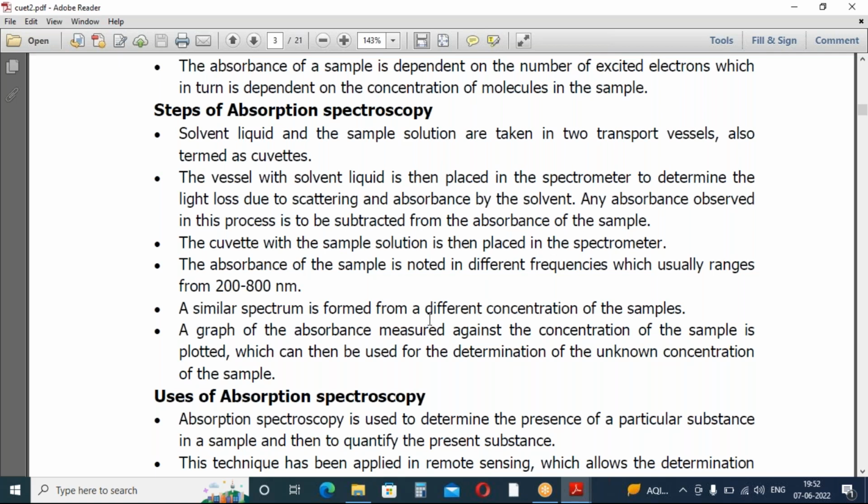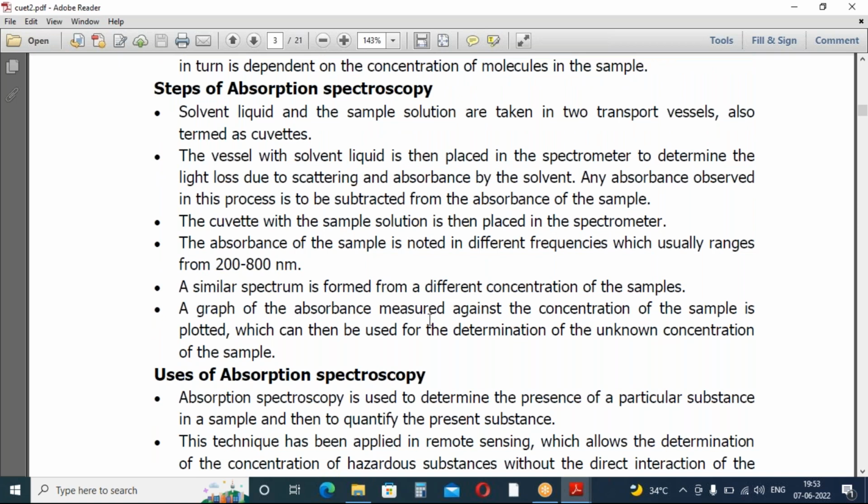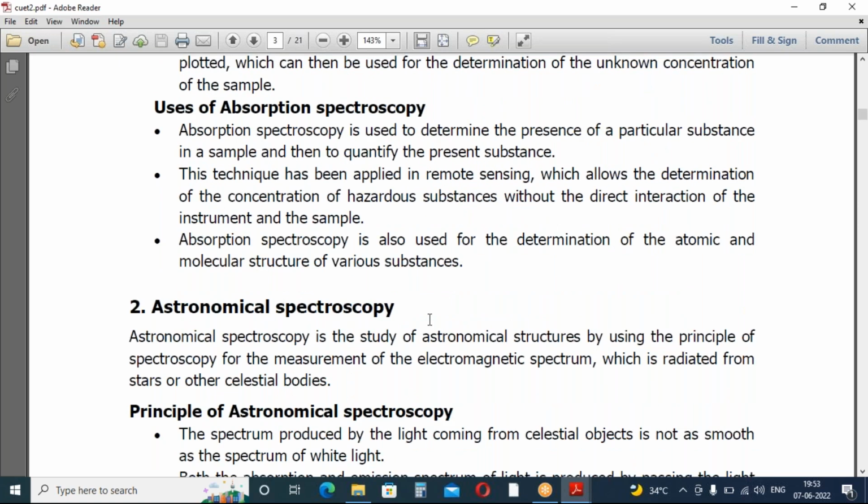And what are the uses? This is mainly used for the quantification procedure. I already told you, this is mainly used for the quantification of proteins and nucleic acids present in mixtures. This is also applied in remote sensing, which is used for the determination of the concentration of different types of substances causing the interactions, and also for the determination of atomic structure and molecular structure.